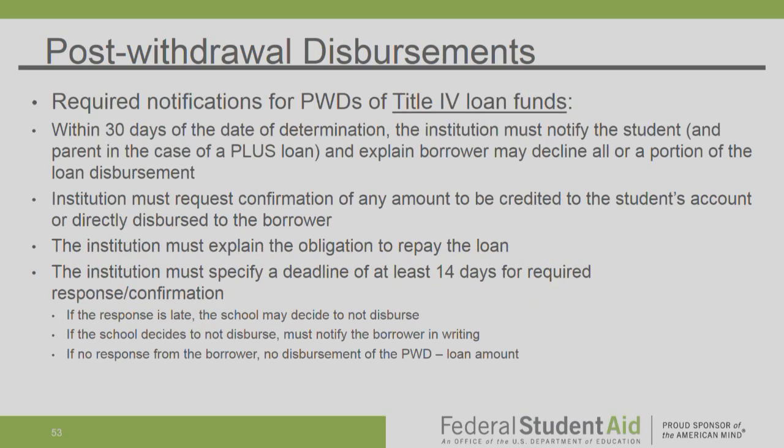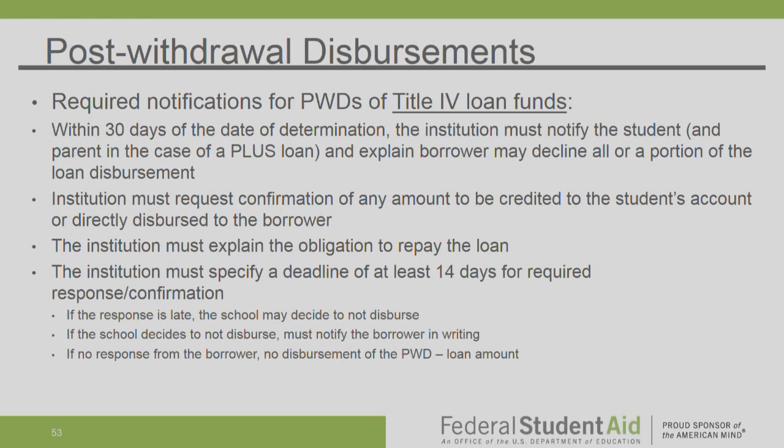The required notifications of post-withdrawal disbursements of Title IV loan funds. Within 30 days of that date of determination, the institution must notify the student and explain the borrower may decline all or a portion of that loan disbursement. The institution must request confirmation of any amount to be credited to the student's account or directly disbursed to the borrower. The institution must explain the obligation to repay that loan. And the institution must specify a deadline of at least 14 days for required response or confirmation.